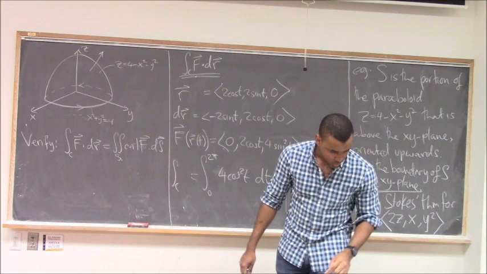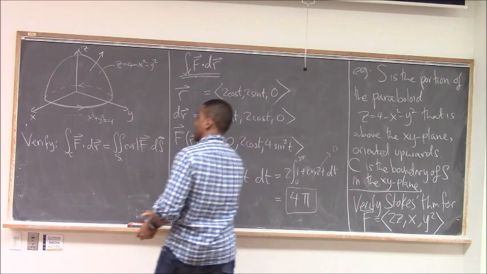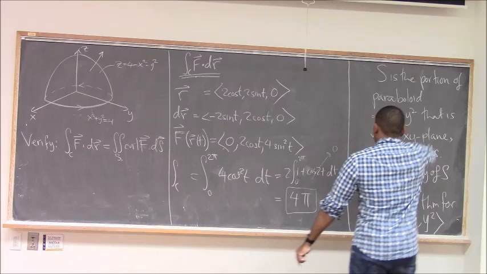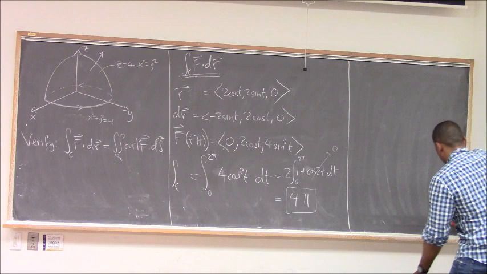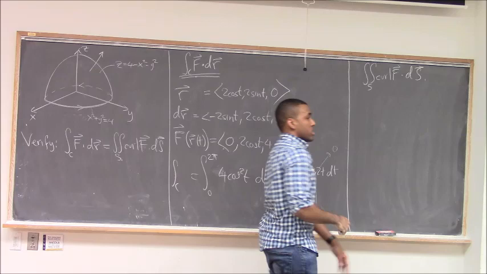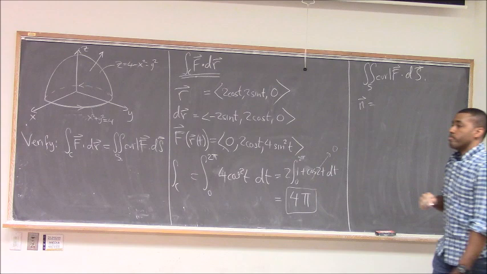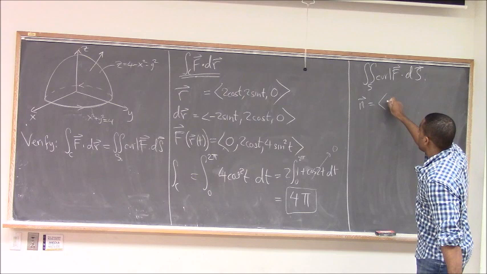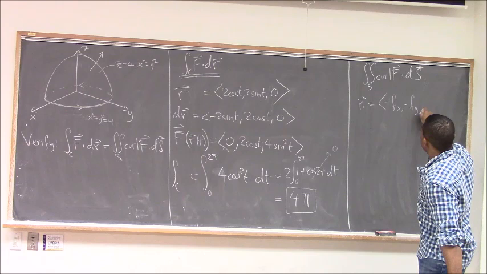And, oh, verify. So let's do the right side. Remember that f? When we do the right side, we should get the same thing. So now let's do the double integral of curl f dot dS. Okay, so what's the first thing? Normal vector. How do we find the normal? Did you use the formula, negative f_x? Which way should the normal be pointing? Upwards. Okay, so we're doing that.